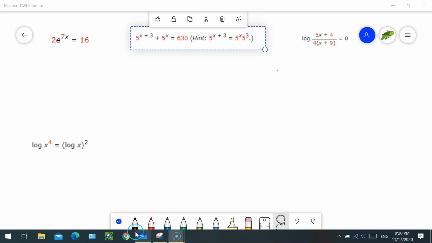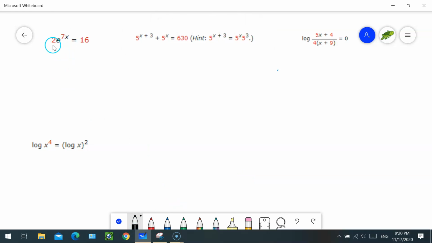Now we look at this example. This question has 2 times e to the power 7x equals 16. So solving for x, as a first step, I want to divide by 2. And then I have e to the power 7x equal 8.